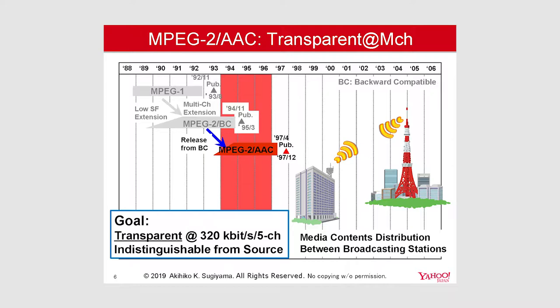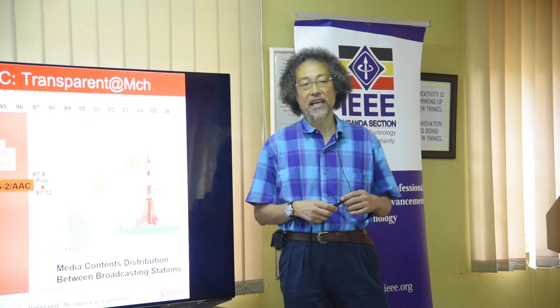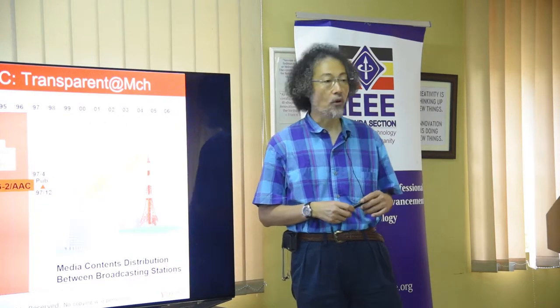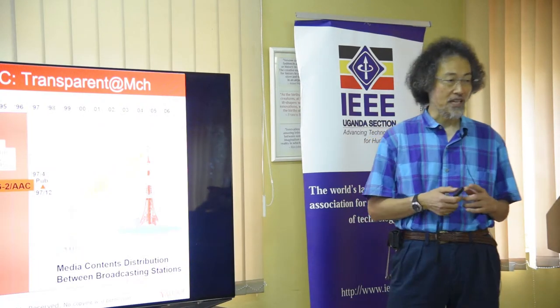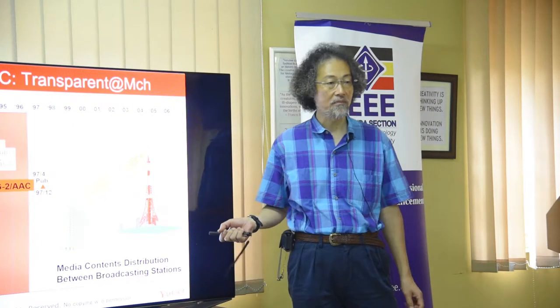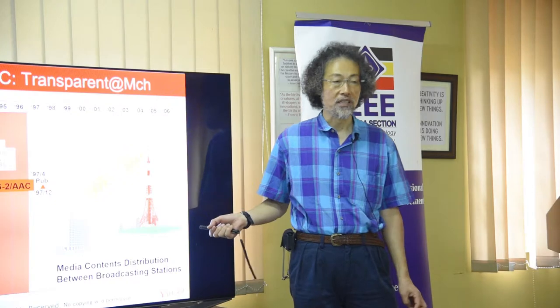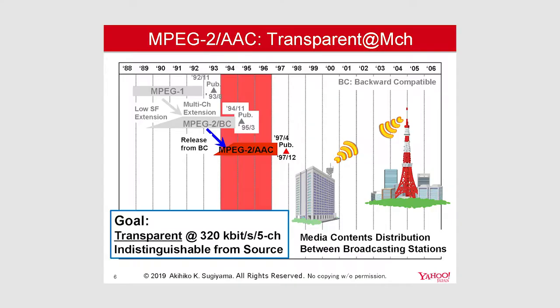The main application for MPEG-2 AAC was inter-broadcasting station media transmission. It is not always easy to make broadcasting programs at the local stations because sometimes it's expensive. What they do at local TV stations or radio stations is to buy some already made programs from central and bigger radio or TV stations. In that case, they need to transfer or transmit the TV or radio program to those small radio or TV stations. In that case, it is very important not to lose the quality of the media.